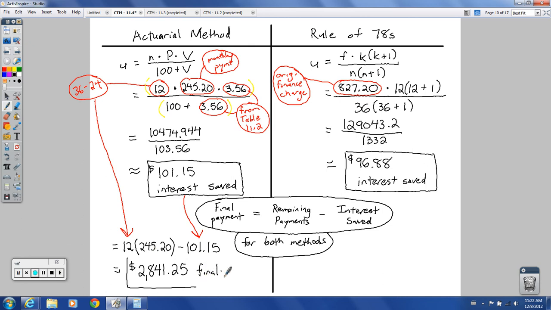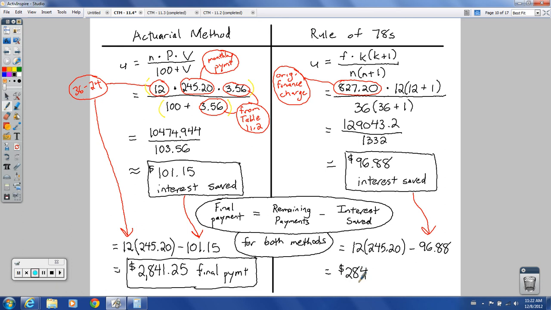That's just our final payment. Over here, it's not going to be much less because you didn't save that much more interest, but a little bit. You saved $4 and some change. And so for over here, it would equal the same sort of idea, 12 times 245.20 minus now this 96.88, different color. Let's just put that from here to here. That's where that number came from. And then we work this out, put that into a calculator. You're going to have a $2,845.52 final payment.